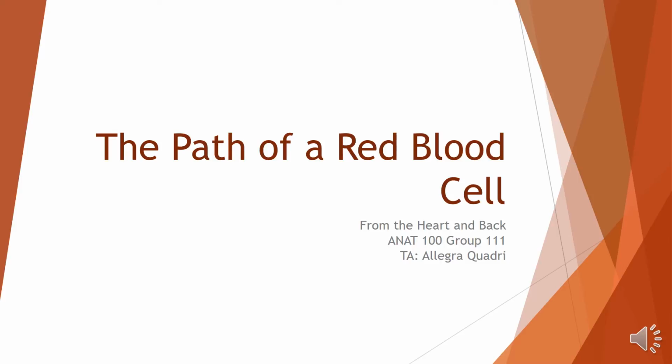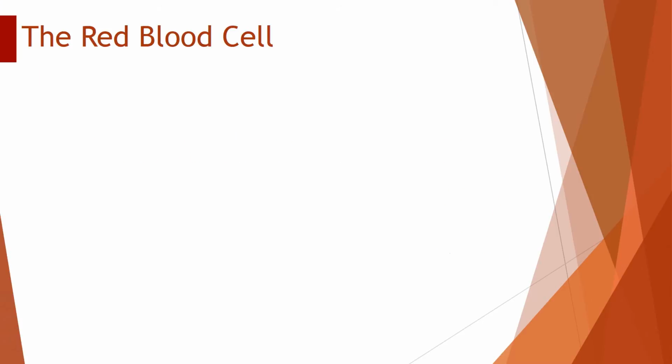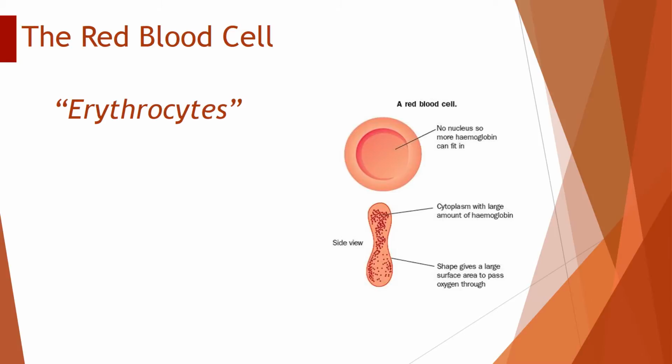The path of a red blood cell. Red blood cells, also known as erythrocytes, are the most common type of blood cell. There are other types of blood cells, but for this presentation we'll be focusing on red blood cells. The red blood cell's function is to carry oxygen throughout the body and remove carbon dioxide.